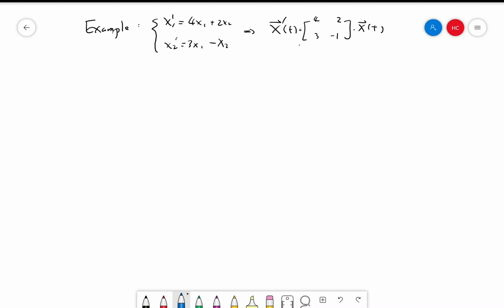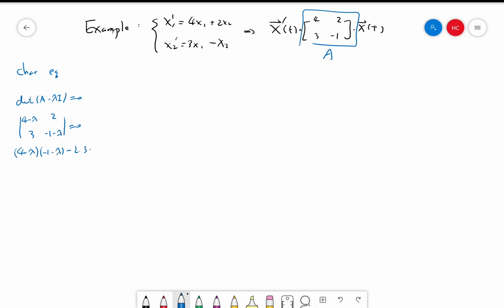Based on the theorem in the previous video, all we need to do is diagonalize this matrix. To diagonalize the matrix, we first solve the characteristic equation: the determinant of A minus lambda I equals 0. So the determinant of [4 minus lambda, 2; 3, negative 1 minus lambda] equals 0, which gives (4 minus lambda)(negative 1 minus lambda) minus 2 times 3 equals 0.